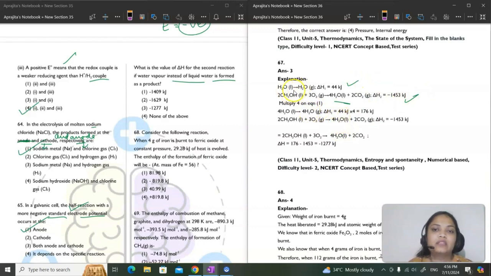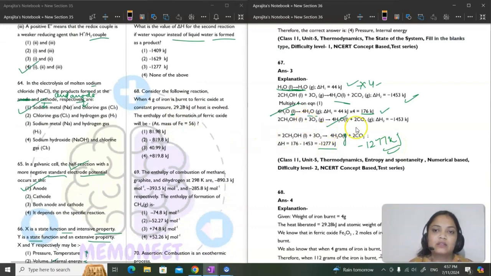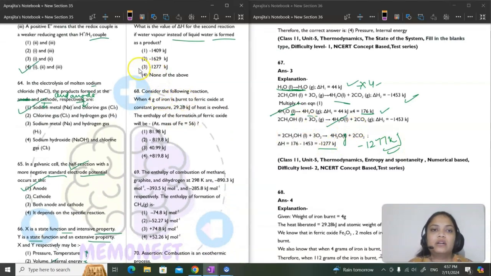Now if I multiply equation 1 by 4, I have to multiply delta H also with 4, so I'll get 176. Okay, now this is H2O liquid to gas. Now what we will be doing here is adding both the equations. If I add both the equations, this H2O liquid would cancel out. You will be left with H2O gas. Okay, so when you add it, it comes out to be minus 1277 kilojoule. So here it will be gas. Alright. So yes, the answer is option 3.